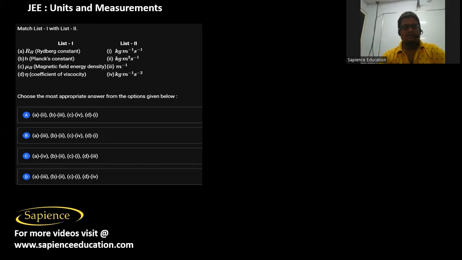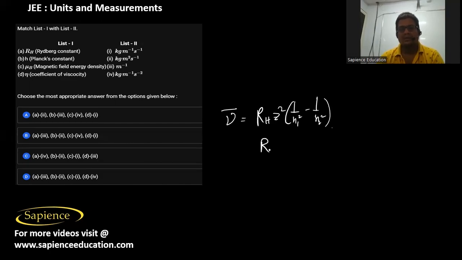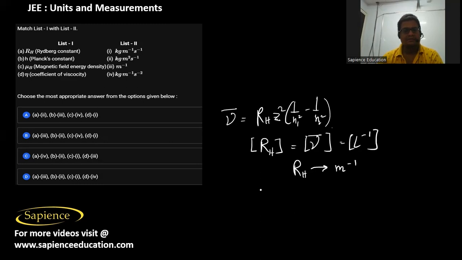Then here it is told you have to find the unit of the following. So Rydberg constant, which is R H. As we know that nu bar, which is wave number, is equal to R Z square into 1 by n1 square minus 1 by n2 square, where Z is the atomic number. So the dimensional formula for Rydberg constant R H is same as the dimensional formula for wave number, that is inverse of the length, L inverse. So its unit will be meter inverse. So A will match with 3.